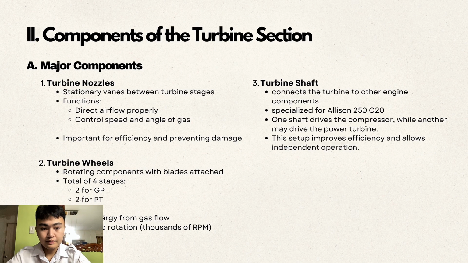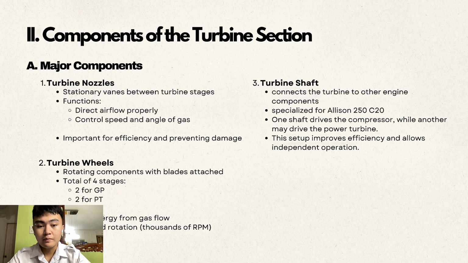First, we have the turbine nozzle, also known as the stator. This component is made out of stationary vanes. Its main function is to direct and accelerate the hot gases coming from the combustion chamber towards the turbine blades at the correct angle. This ensures the maximum efficiency in energy transfer.